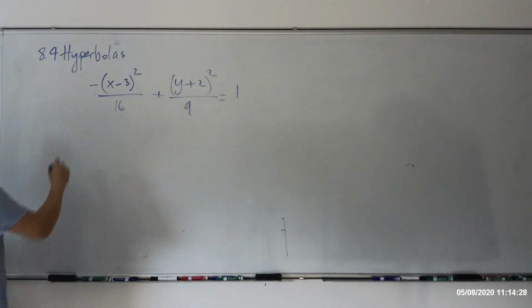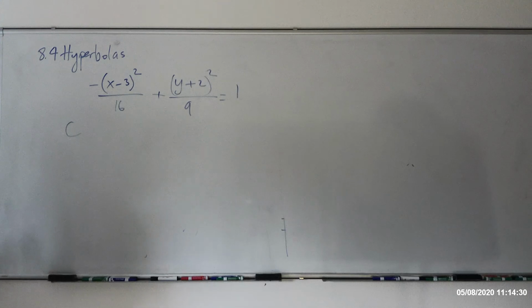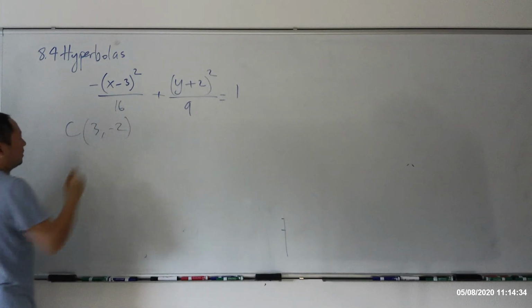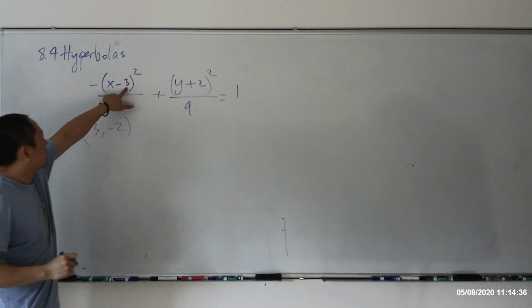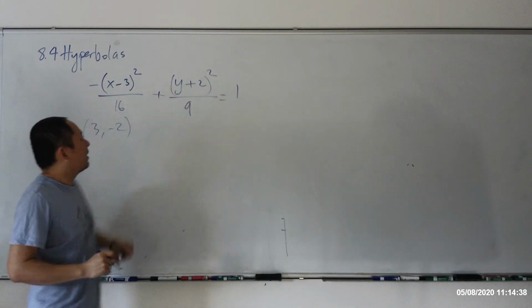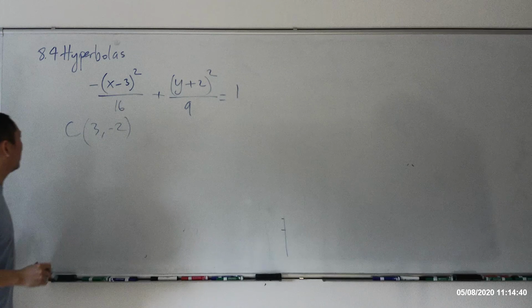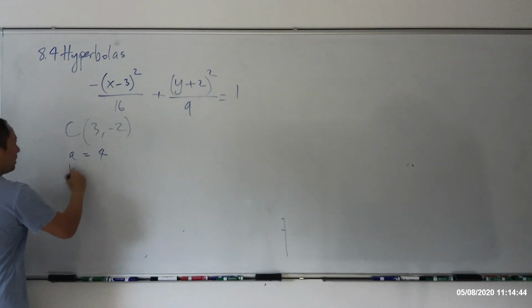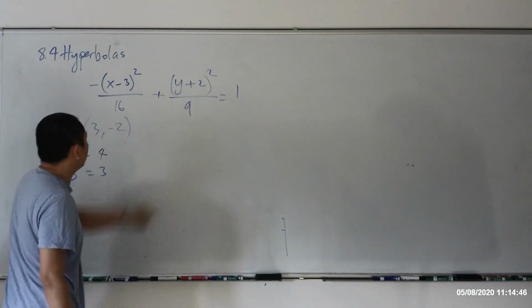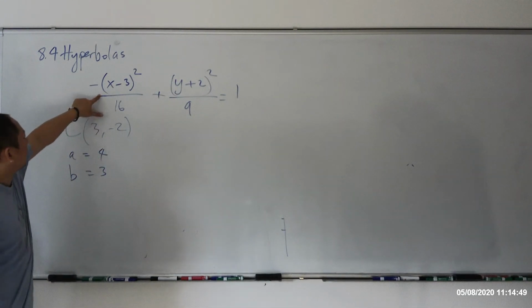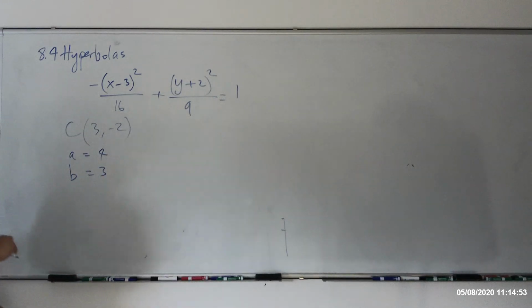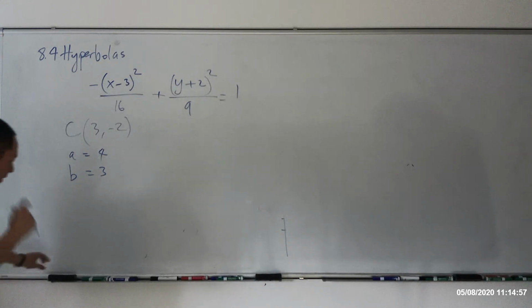So in this example, the center is not at 0, 0 anymore. This time the center is at (3, -2). Okay? h is 3, k is -2 because y minus negative 2. And a here is 4 because 4 squared is 16, and b here is 3 because 3 squared is equal to 9. The x term is negative, the y term is positive, so the graph will be up and down, the vertical direction.